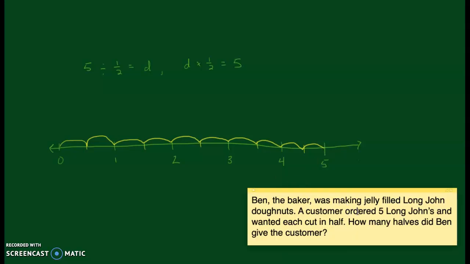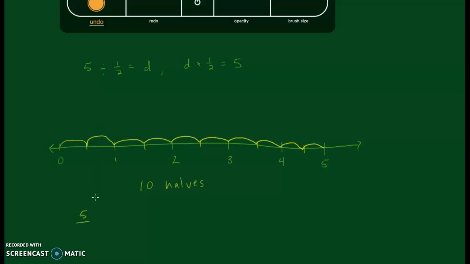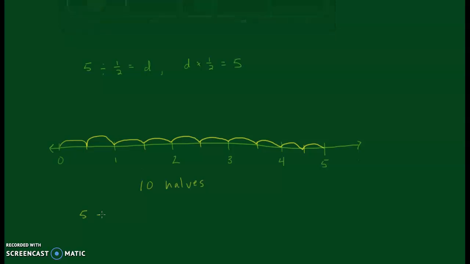So if I look back at my question, how many halves did Ben give the customer? He gave them 10 halves. Now, for the summary number model, we can refer back to our problems up here. So we have 5 divided by half equals 10.